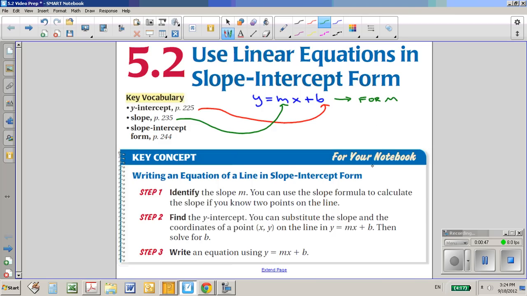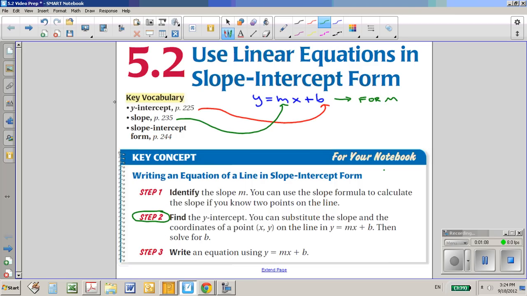And in your textbook, they identify 3 key steps in writing an equation. So the first thing, you're always going to identify the slope, you are going to find the y-intercept, and then you're going to write the equation. So this is where this section is going to be a little different. In section 5.1, you were given the y-intercept, you didn't have to find it. Now you have to actually find it.